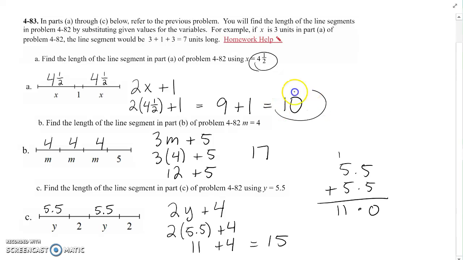So for A, you have 10. For B, your length is 17. And C, when you substitute in 5.5 or 5 5/10 for y, you get 15.